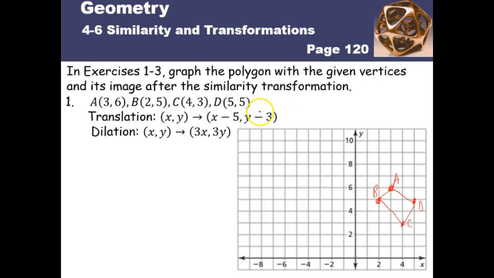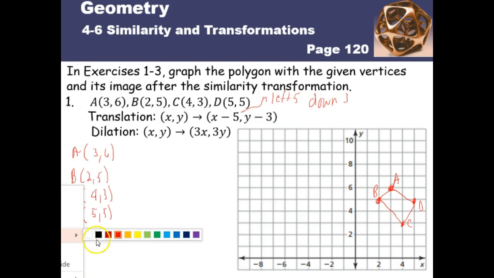So remember x minus 5, y minus 3. x minus 5 means left 5, and y minus 3 is down 3. And I'm going to put in some points, so let's go ahead and rewrite these. A is (3, 6), B is (2, 5), C is (4, 3), and D is (5, 5). Okay, so first I'm going to do the translation. So I'm going to go left 5 and down 3. So let me get a new pen, a new color. And I'm going to go left 5 and down 3.